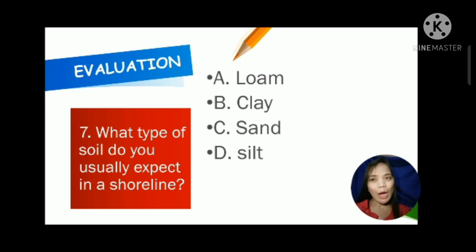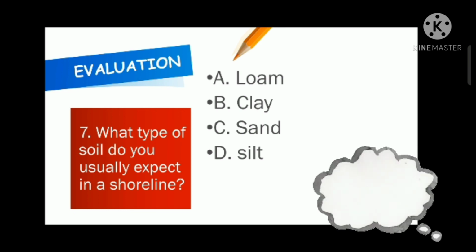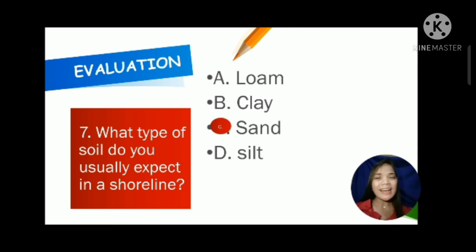For number 7, what type of soil do you usually expect in a shoreline or malapit sa dagat? A, loam soil, B, clay, C, sand, or D, silt. The correct answer is letter C, sand.